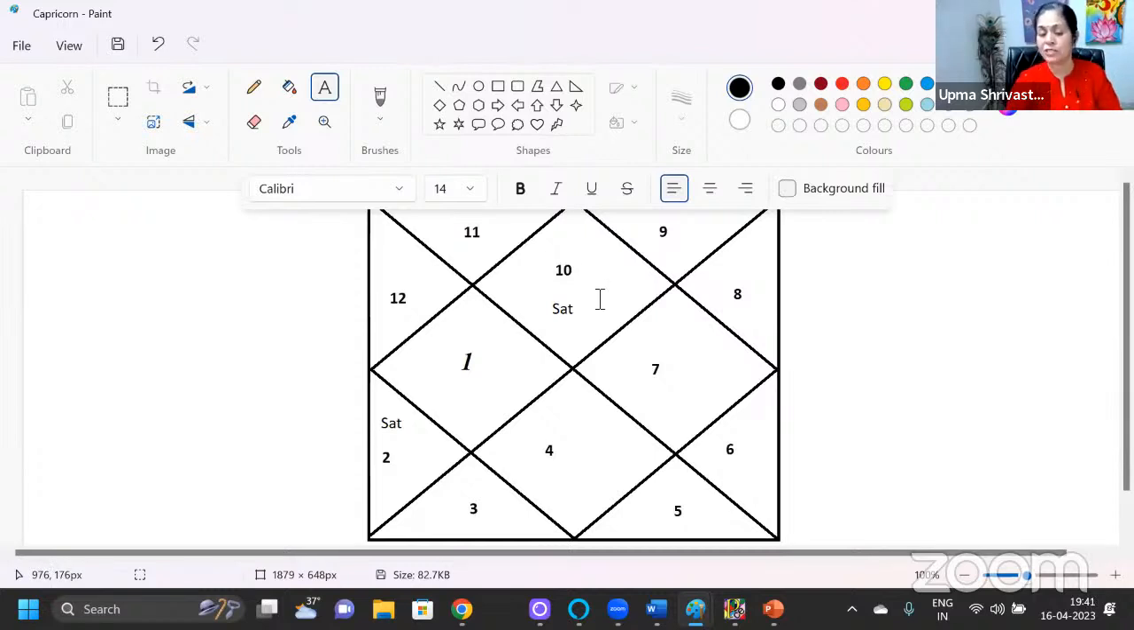According to that, your physical health will be. According to that, you will have interest in some kind of work. So these are like the Rashis.